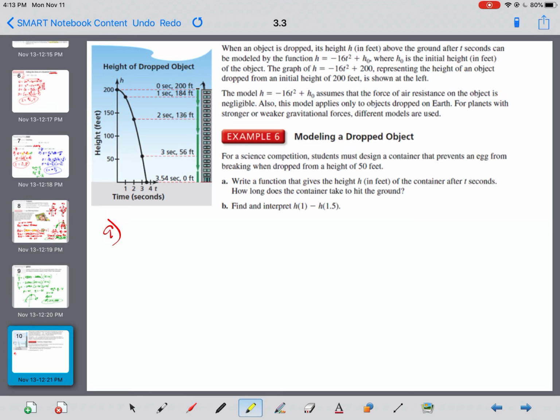Well, they gave us the original equation, right? It's up here. H equals negative 16 t squared plus h sub 0. Our starting height is 50 feet. So if we have to write a function, it would be f of h, so a function of height, equals negative 16 t squared plus 50. Starting at 50, going down towards the planet at negative 16 feet per second per second. That's what we do.